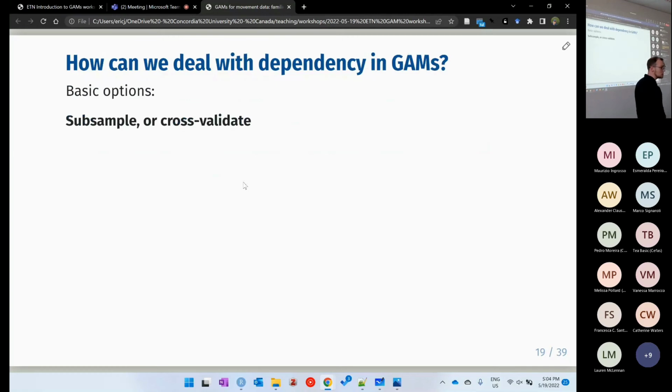Basic options are, again, subsampling. One thing that can work is actually cross-validation as well. So rather than throwing out data, you can break your data into, say, 100 bins that are at hourly timescales instead of, say, minutely timescales, and then fit your models for each of those bins and average across models. So if your data is effectively correlated at the second-to-second scale, but it's not correlated at the minute-to-minute scale, or the hour-to-hour scale, you can subsample your data and then fit the model multiple times.